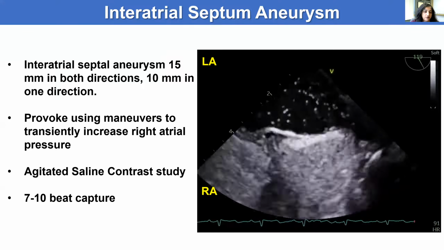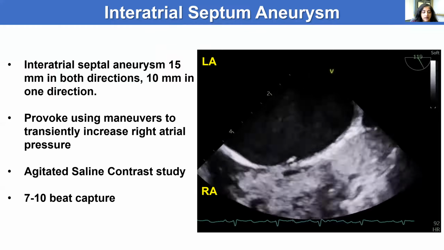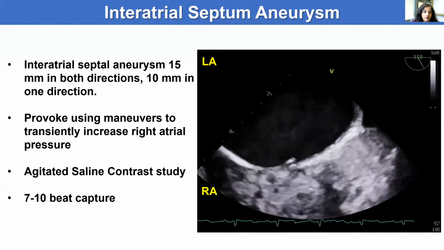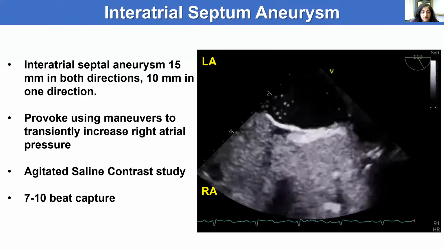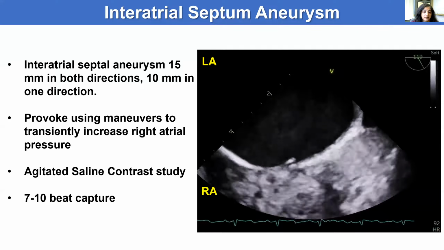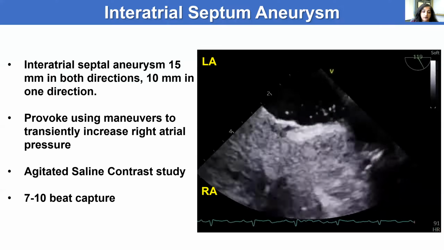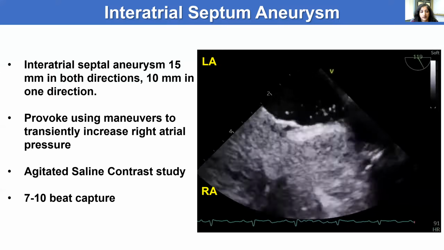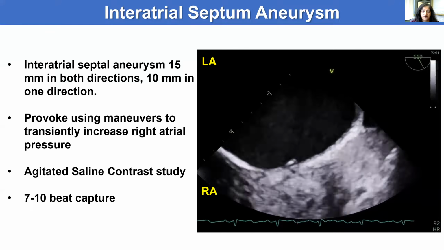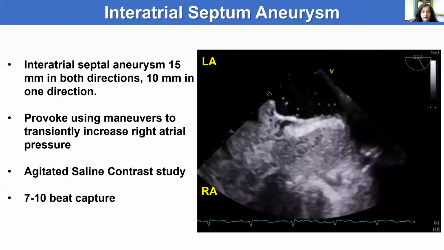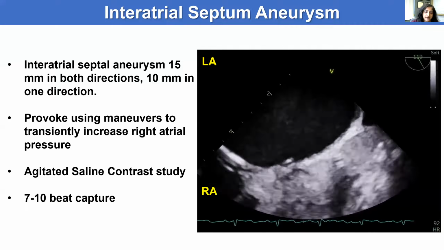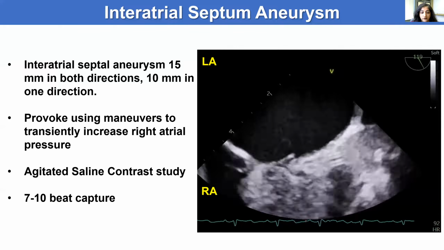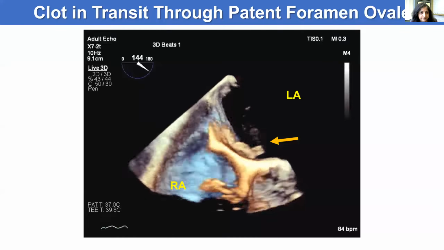And here you see this patient with an interatrial septal aneurysm that is provoked by asking them to cough during a TEE. Right atrial pressure is transiently increased and that interatrial septal aneurysm pops over to the left side, opening up that patent foramen ovale and leading to a fairly significant right to left shunt. Remember, for interatrial septal aneurysm studies or any studies with agitated saline contrast, it's typically a 7 to 10 beat capture to ensure that you rule out intrapulmonary shunts.